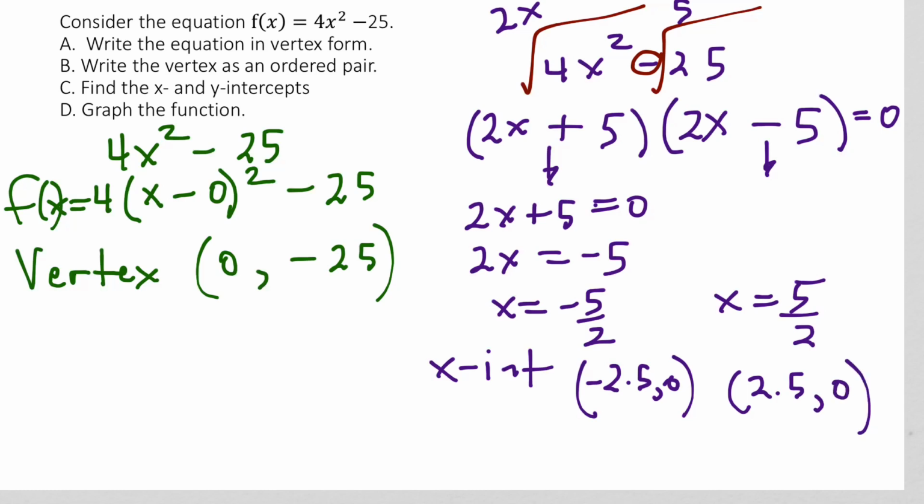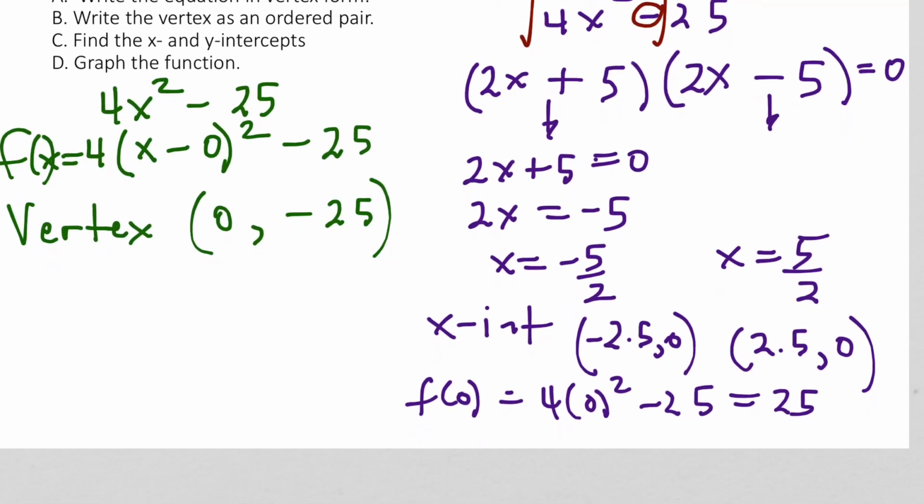All right, now my y-intercept is f of 0, so you can see that f of 0 is going to be 0 minus 25, which is minus 25. All right, so your y-intercept is then the point (0, -25). Okay, so now let's make a little sketch here.